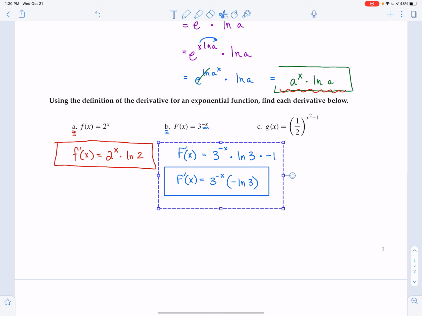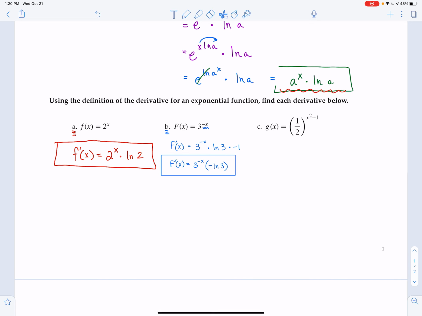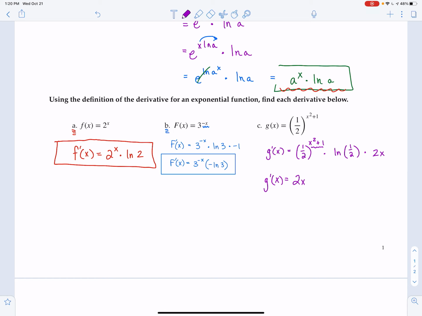And now we're looking at letter C going, oh boy. This is definitely the most complicated, but we're still going to follow our pattern. We're going to say g prime of x is equal to the base, to the exponent, times the natural log of 1/2, times the derivative of the exponent because of the chain rule, and that exponent is 2x. There are a number of different ways we can write this out, and the order in which you multiply things doesn't matter. I would probably write 2x times 1/2 to the x squared plus 1 times the natural log of 1/2.